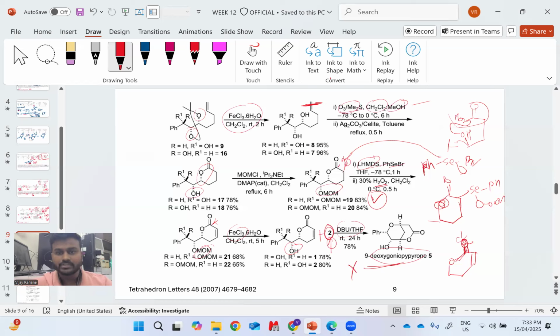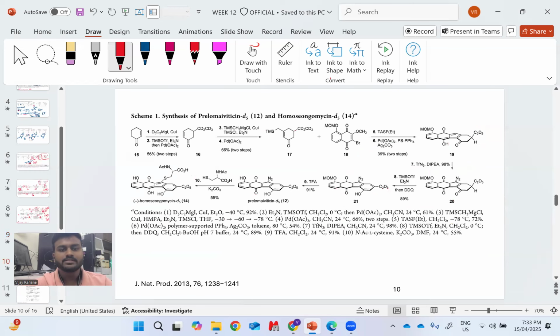So that's also a kind of oxidation reaction. Further, the substitution reaction: by just adding, first the formation of enolate, then PhSe, we substitute the hydrogen with the SCPh group. So these are some examples which are quite interesting.